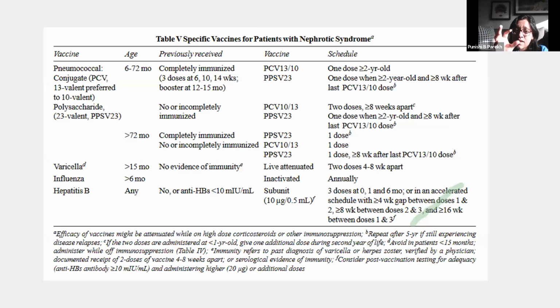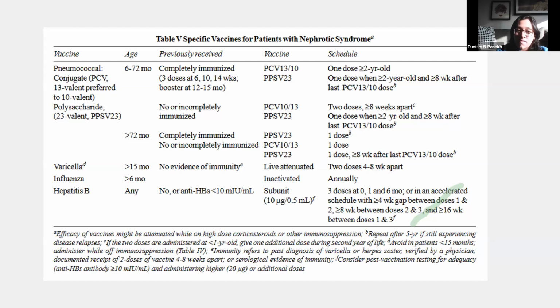Now, these are the guidelines as to what vaccines need to be given to patients with nephrotic syndrome, and when. You don't really need to go much into detail about this, but remember, when we're talking about pneumococcal, depending on the age and whether the child has previously been immunized with that vaccine or not, you need to decide whether he requires PCV 13 or PPSV 23. Again, the schedules are different depending on the age and the previous immunization. There's pneumococcal, varicella, influenza, and hepatitis B is like any other case. But again, hepatitis B is important in case the child has not been vaccinated before.